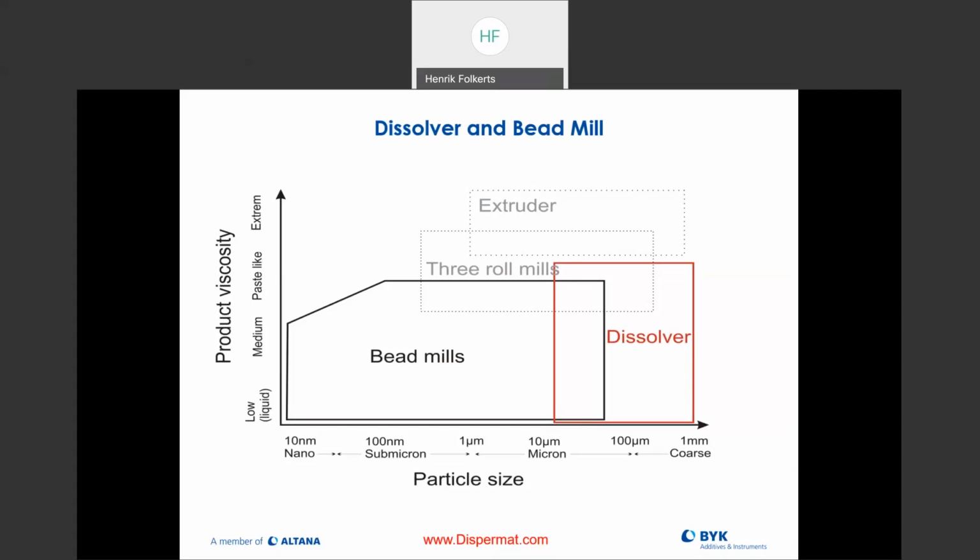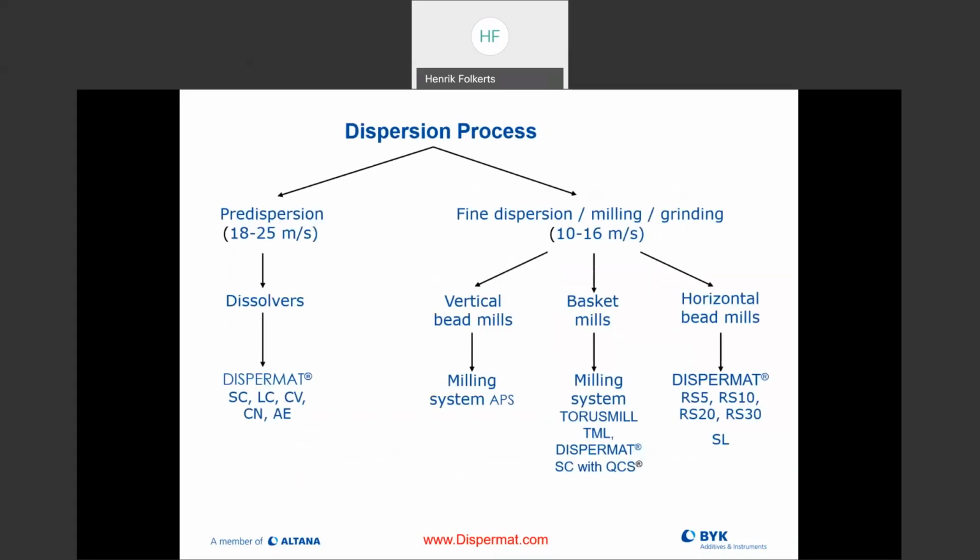If I want to go smaller than 10 microns, or even into the nano range, there's different types of milling equipment that's on the market, as you can see right here. So for my fine dispersing, I have my vertical bead mills, my basket mills, my horizontal mills, which we'll be discussing at a later time when we dive into the actual milling component. Today, we're going to talk more about the predispersion part, what we use the dissolvers for. And there we have a variety of different products that allow us to achieve very good results.